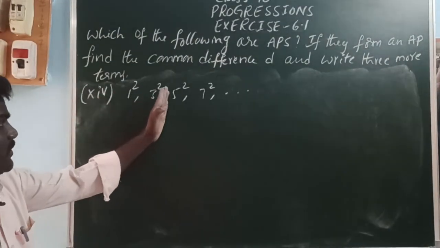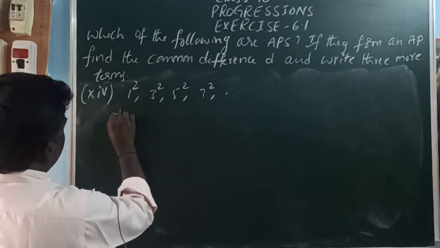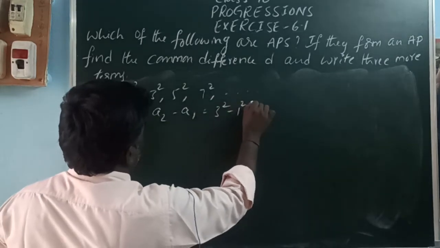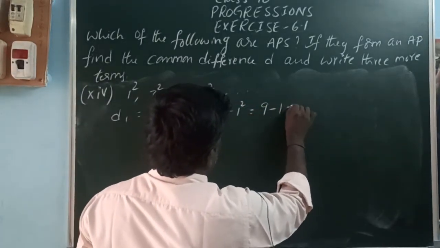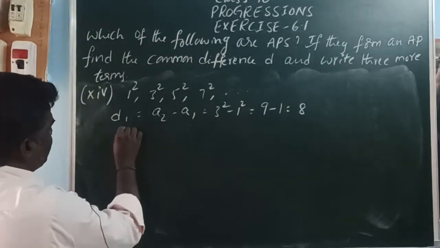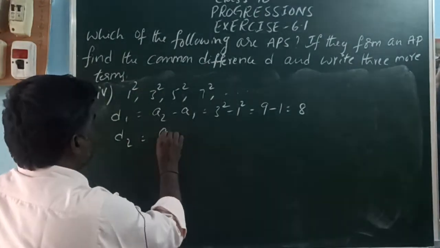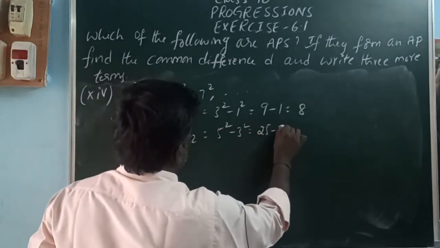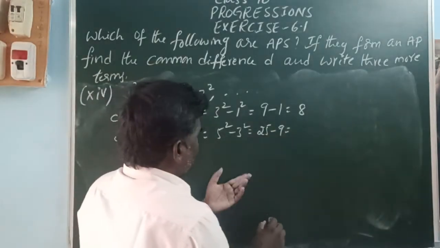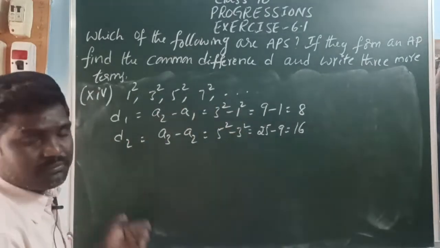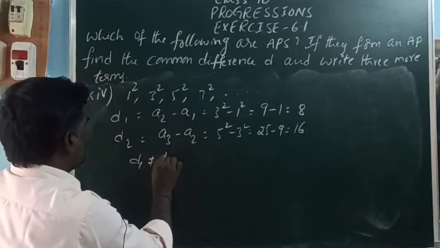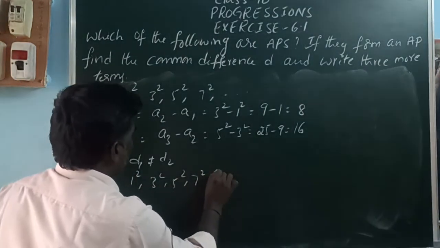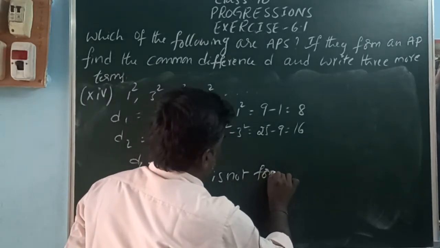1 square, 3 square, 5 square, 7 square. So here common difference, d1 is a2 minus a1. So 3 square minus 1 square. So 3 square is 9 minus 1 square is 1, that is 9 minus 1, 8. Next check another common difference. So a3 minus a2, so that is here 5 square minus 3 square, 25 minus 9. So 25 minus 9, how much? 16. So here is the common difference same? No. So d1 is not equal to d2. The common difference is not same. So therefore 1 square, 3 square, 5 square, 7 square does not form an AP.